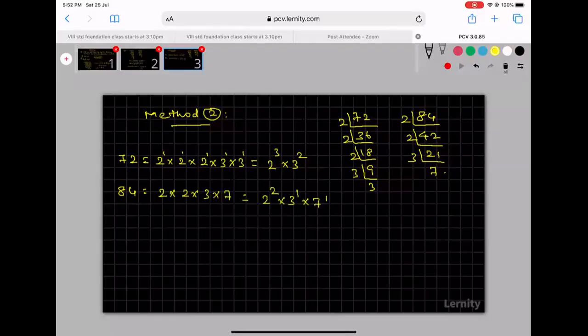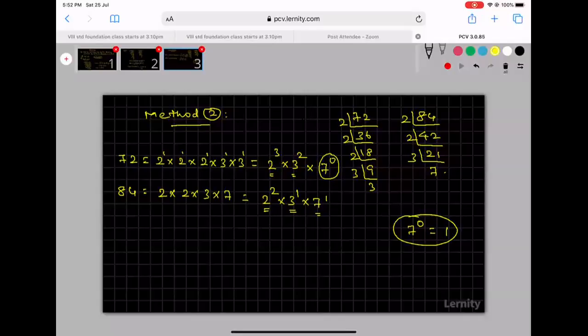Here in this value you have 2, 3 and 7. Here it is only 2 and 3, 7 is missing. So I am writing 7 power 0. You know that anything power 0 has value 1, so it will not affect this.